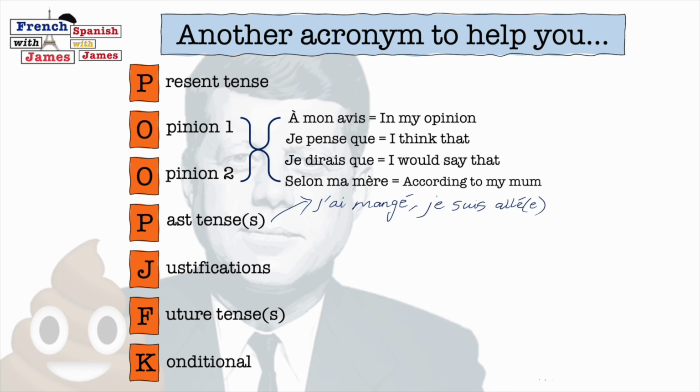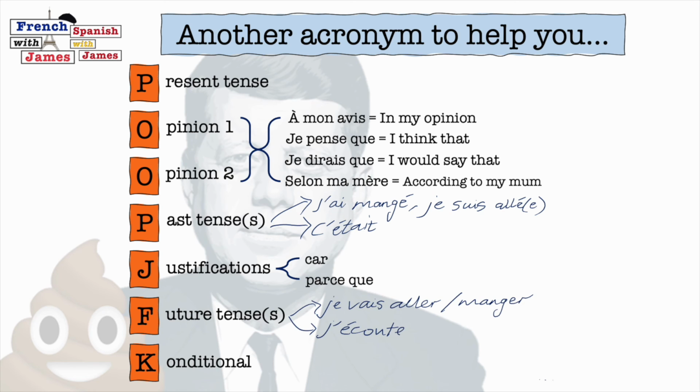remembering to use a range of opinion phrases, not just repeating the same one over and over, to show that you've got a good, broad range and variety of language at your disposal. Using your past tenses like the passé composé, the imperfect, making sure you justify with car, parce que, and again, try and use both of those, because if you just use parce que every time, it's not showing the examiner that you've got such a broad range of vocabulary.